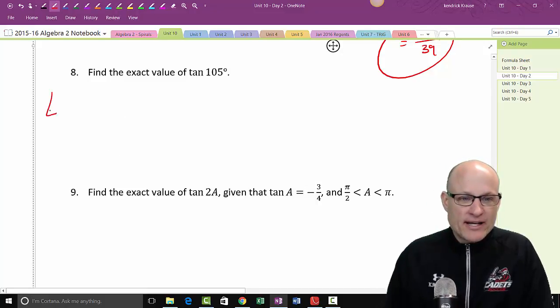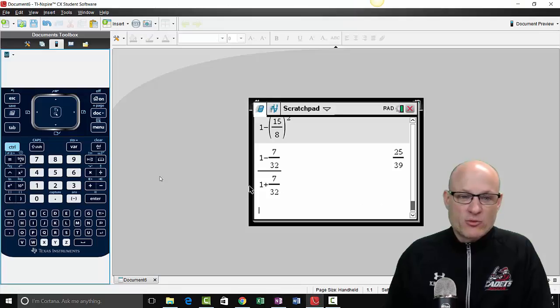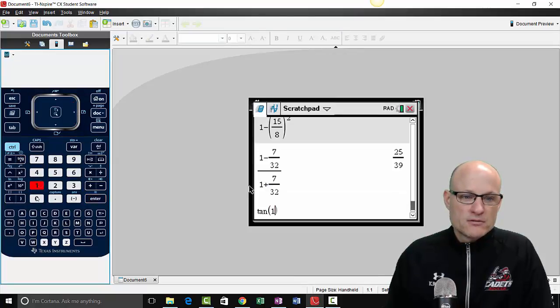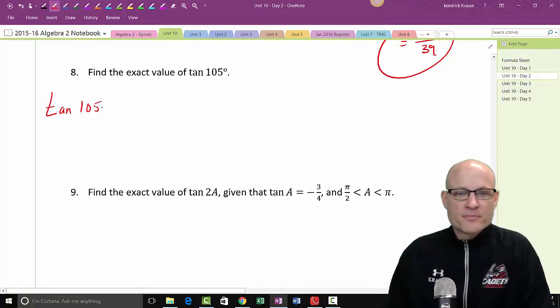Tangent of 105. Again, I don't know what the tangent of 105 is. Oh, I meant to talk to you about that earlier. I'll do it again. I'll do it on this one if I remember. I'm old. I may not remember. 105. So, again, I'm going to put tangent of 105 in my calculator. Hit enter. It's some obnoxious number.